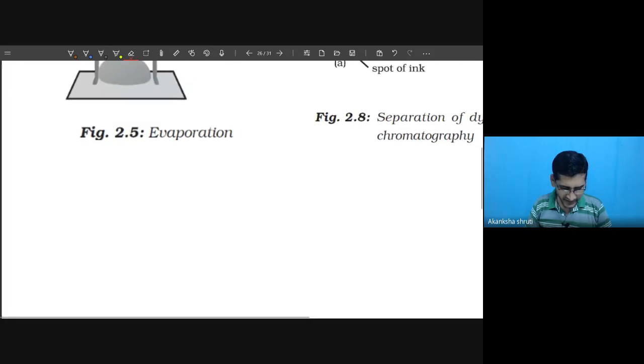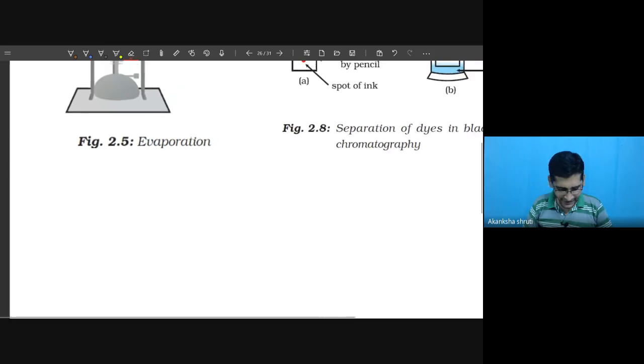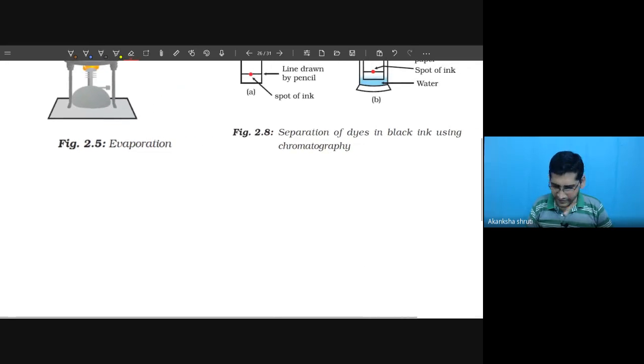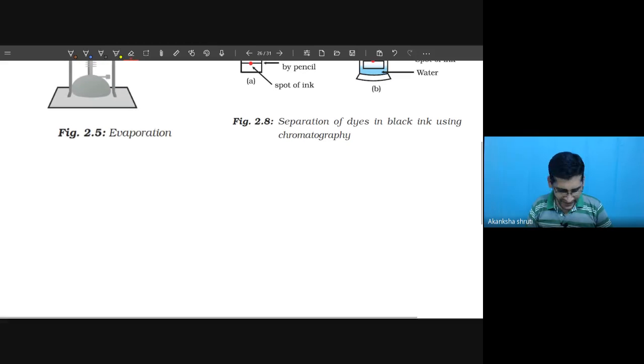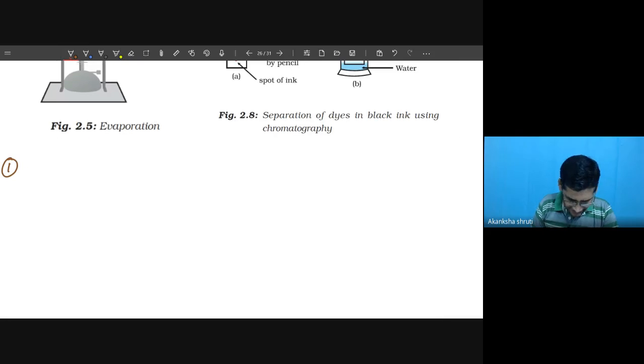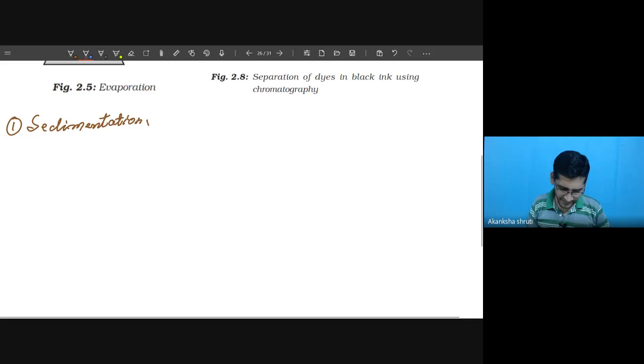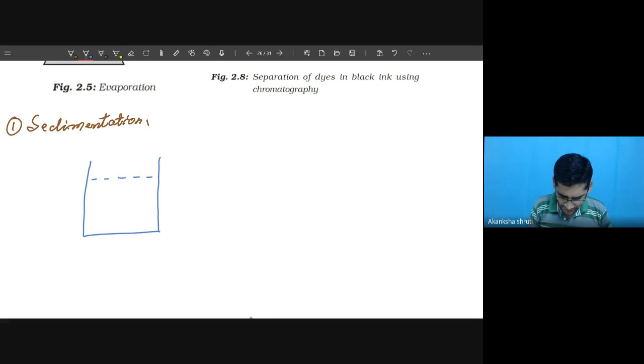Students, we have learned that sedimentation is nothing but this: if a mixture is left undisturbed for a certain time, then its heavier component gets settled down at the bottom. So you are going to take a mixture in any jar, and this contains different components.